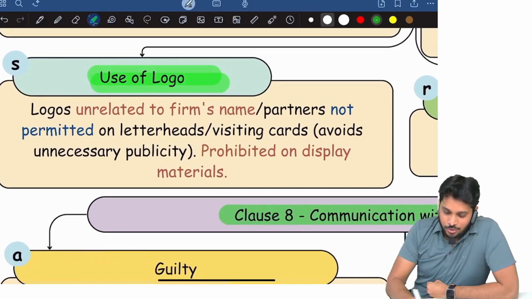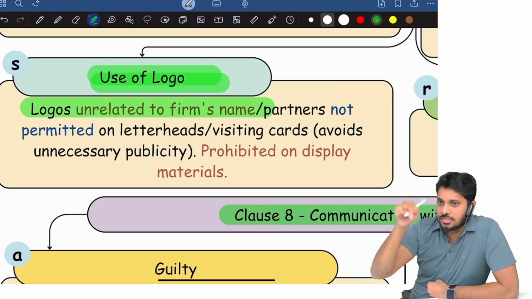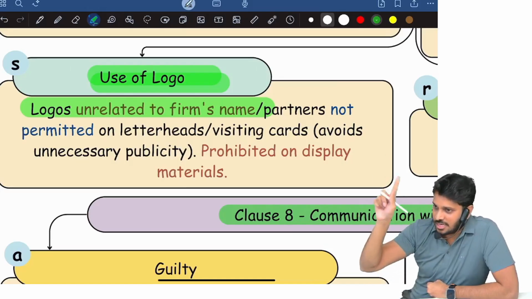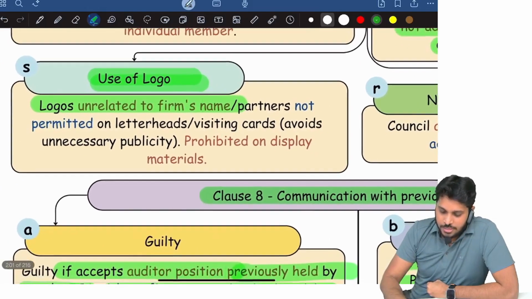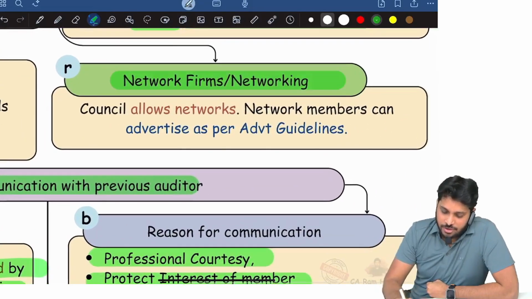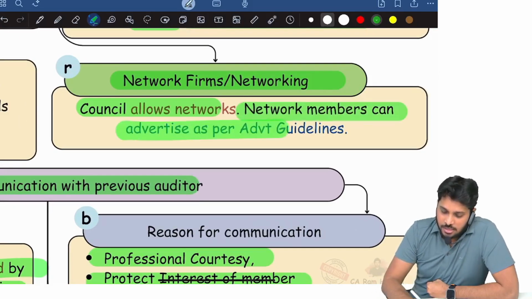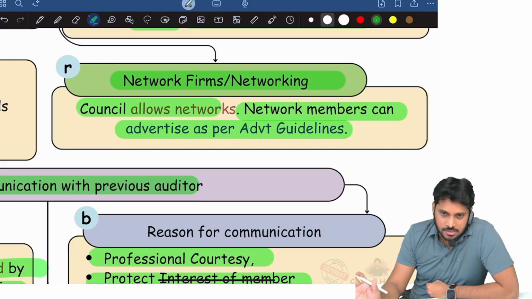Next, use of logo. Logos unrelated to the firm name. See, we all members have only the common logo with the CA tick, Institute of Chartered Accountants of India. That's the only logo which is permitted now. So you cannot have any separate logo for firms. Next, network firms or networking. Yes, you can join any network, and you have network guidelines separately. There we will discuss. Clear?